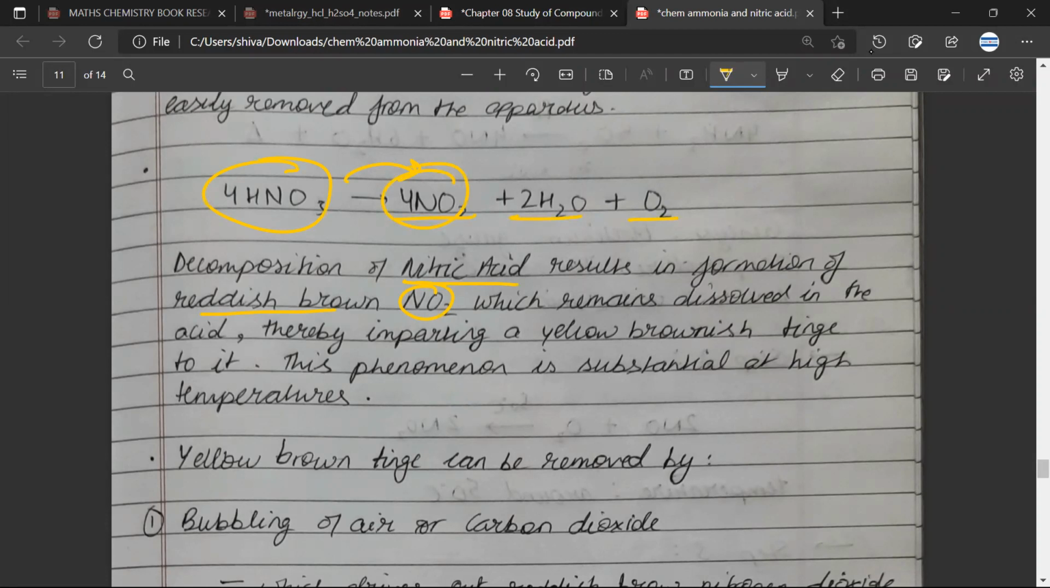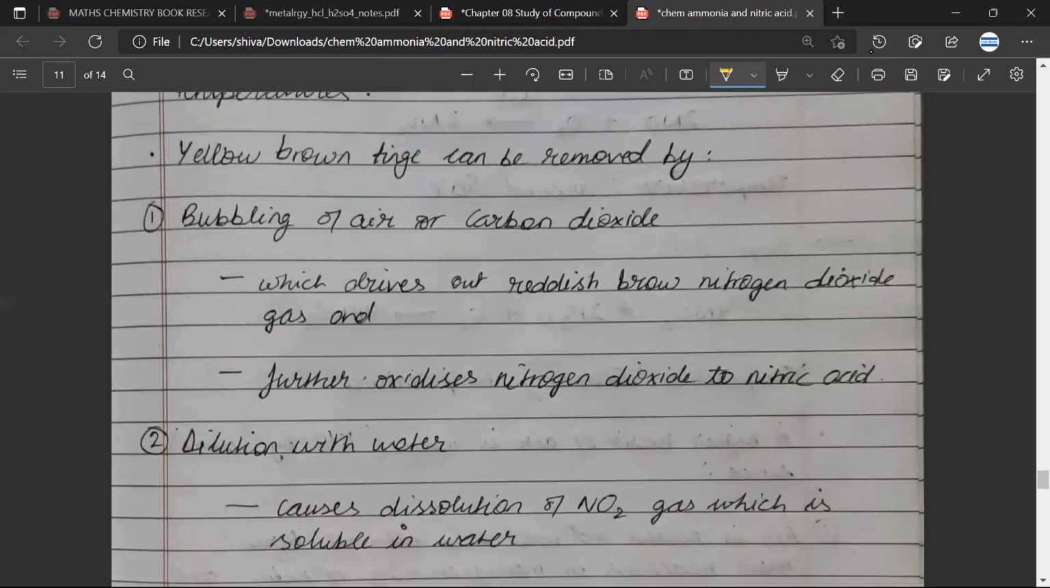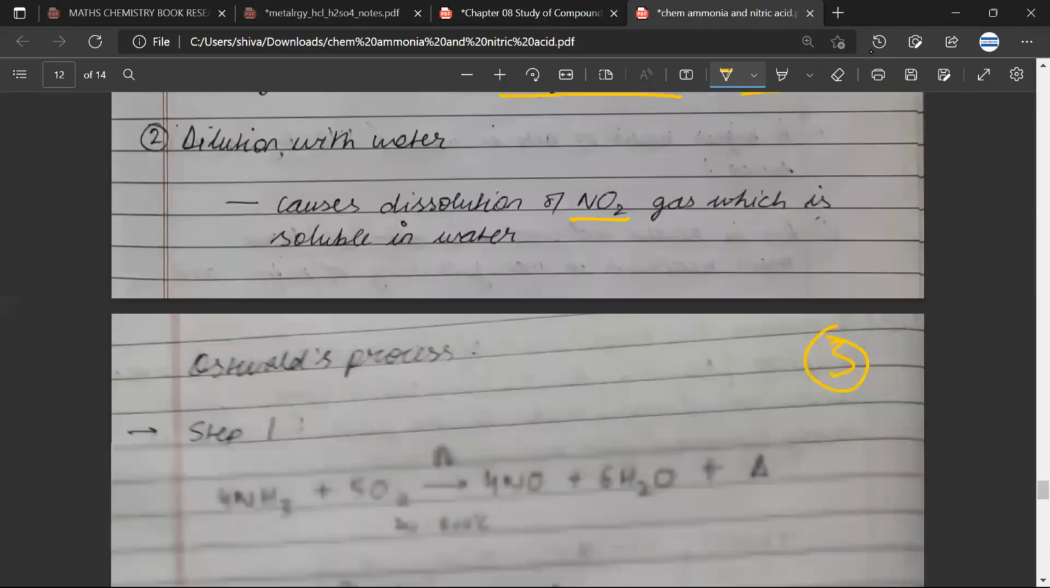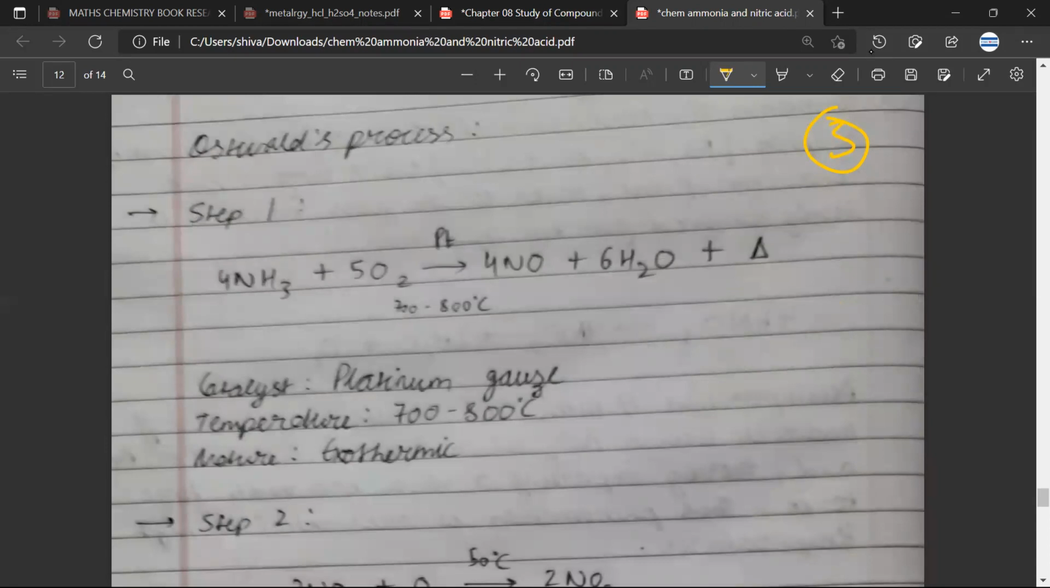The yellow brown tinge can be removed by bubbling air or carbon dioxide, which drives out the reddish brown nitrogen dioxide gas and further oxidizes nitrogen dioxide to nitric acid. Then dilution with water causes dissolution of NO2 gas, which is soluble in water. Okay, let's move on to the Ostwald's process.